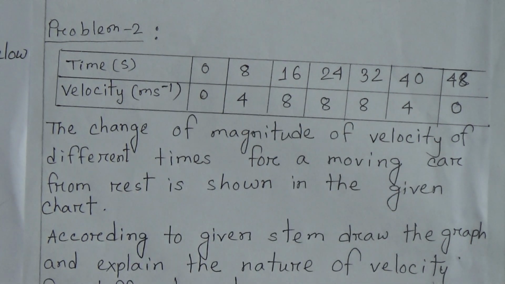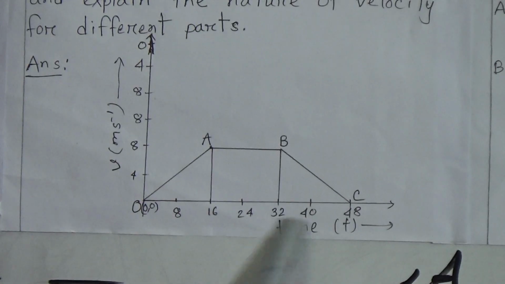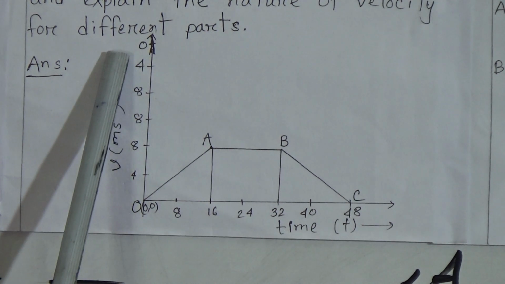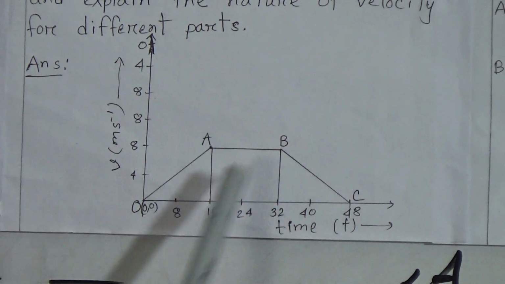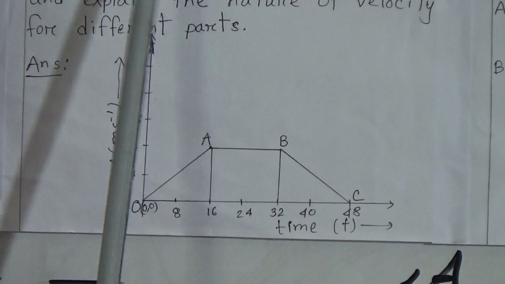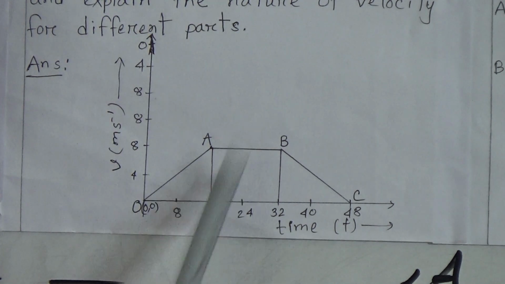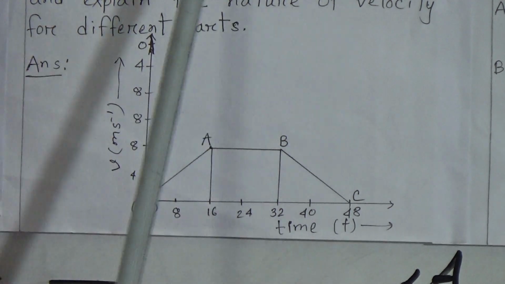My dear students, see this one. Here also, this is the abscissa and this is the ordinate. Time is taken as the abscissa, and velocity is taken as the ordinate. See this one, for 0, 0, and at time 8 seconds, the velocity is 4.